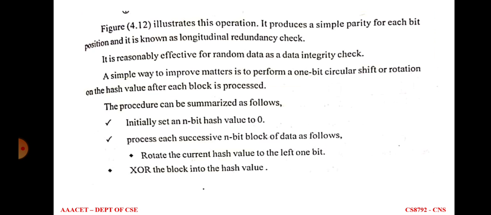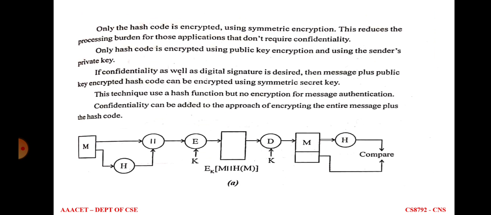So the procedure is summarized as follows. Initially the hash value is set to 0. The second step is that we process successive n-bit blocks of data by rotating the current hash value to the left by 1 bit, and finally performing the XOR operation with the hash value. So in this diagram, the original message is passed to the hash function, capital H.